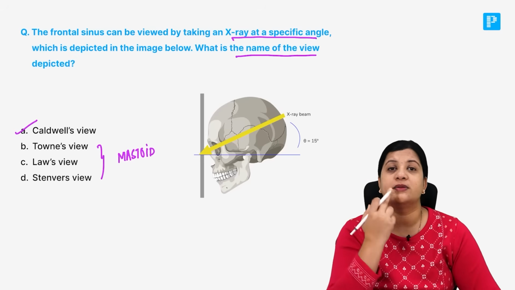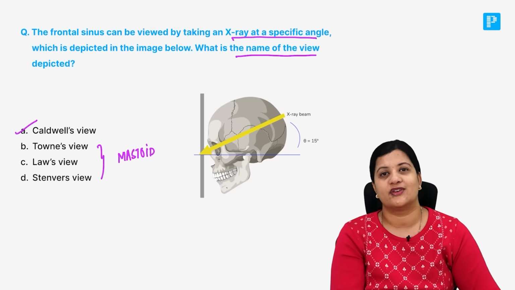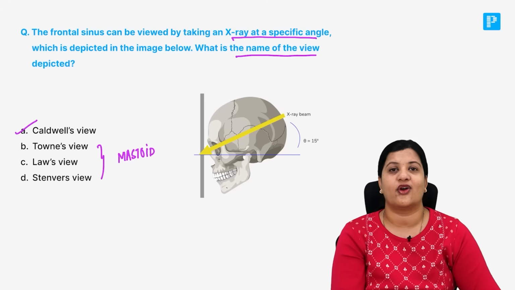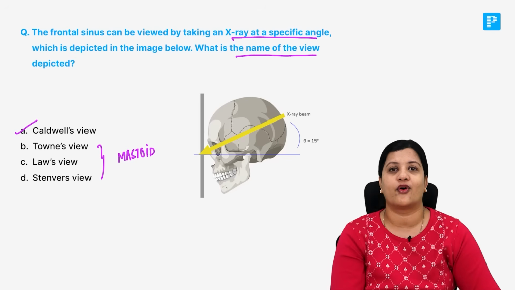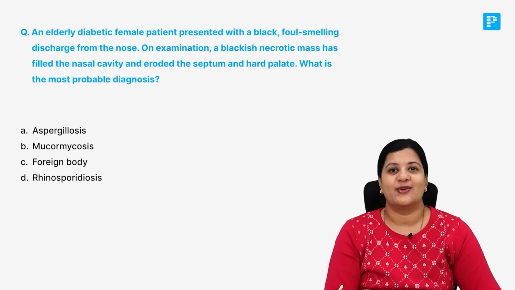If you do the same occipitomental view with mouth open, then we use it for sphenoid sinus, which is called as your Pierre's view. So these were the views that we use commonly for your sinuses, and the rest three, Towne's, Law's and Schuller's, Stenver's, all of these views are for your mastoid bone. So let's go to the second question.